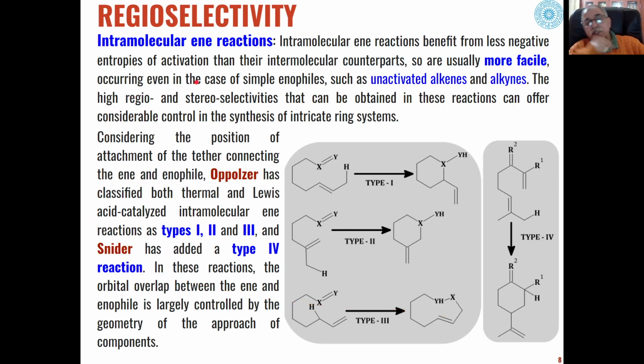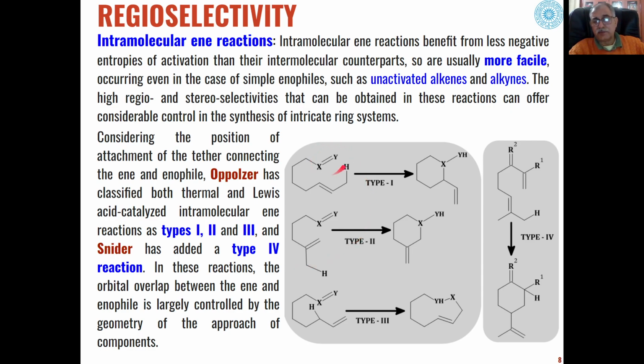Then ene reactions can be intramolecular also. Intramolecular ene reactions are those where both the ene and enophile are present within the same molecule. So there are four types of substrates which can undergo these types of intramolecular ene reactions.